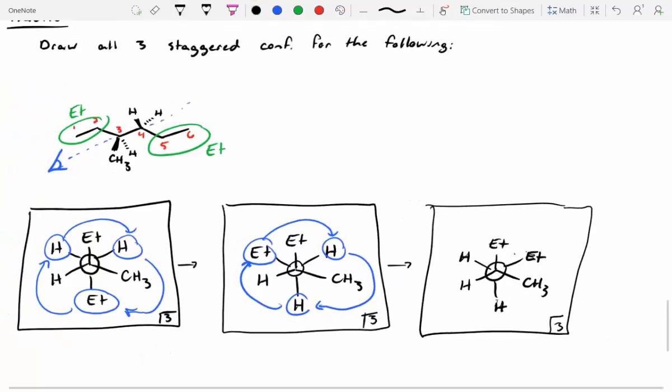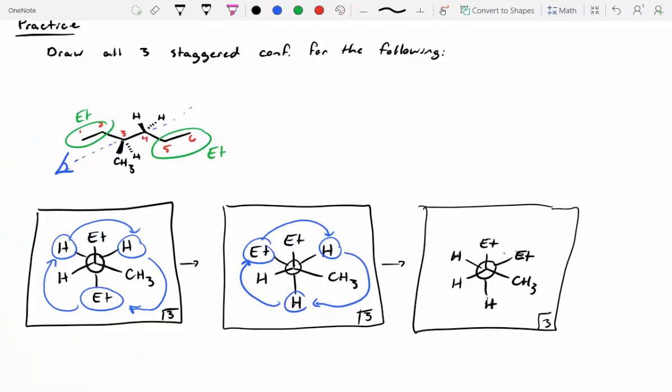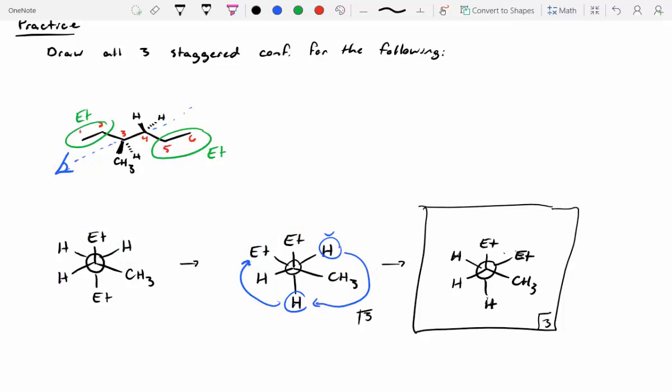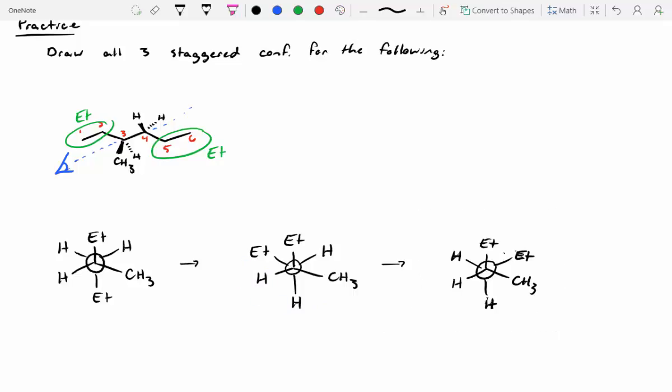All right, now the tricky part. Which one's going to be most stable, second most stable, and least stable, and why do you believe that? Try to convince your neighbor. Oh, actually, that one is going to be the least stable because the ethyls are close to one another, so least energetically favorable.